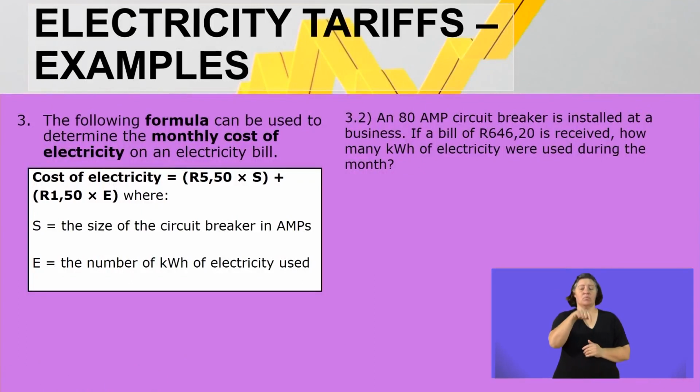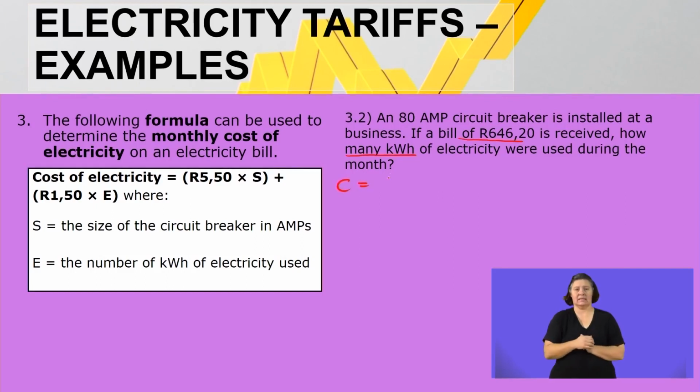At 3.2, I'm saying an 80 amp circuit breaker is installed at a business. If a bill of 646 rand and 20 cents is received, how many kilowatt hours of electricity were used during the month? So if you look at this, look at the difference between the two sums. In the previous example, I gave you the usage. You had to calculate the amount to be paid. Now, this time around, we're giving you the bill. We are saying this is what is paid, right? Now we're looking for how many kilowatt hours of electricity were used. Okay, so remember step 1, formula. So let me write down the formula.